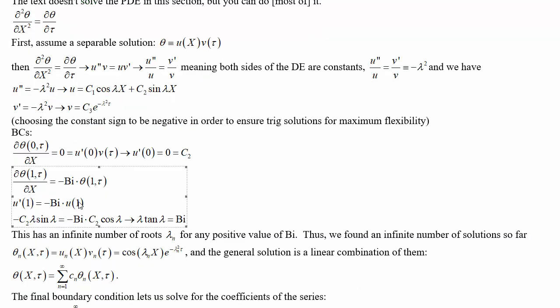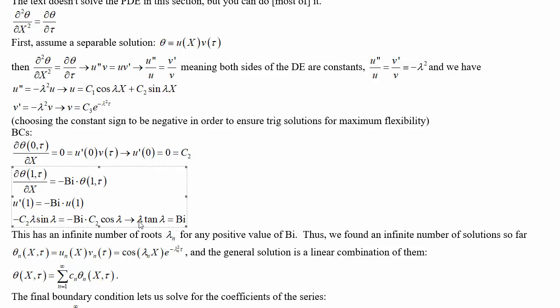Now this next condition gets a little bit hairy compared to what would have happened in a second-year differential equations course most of the time. After you substitute in del theta at 1 by del x is equal to negative Bi number times theta at 1, then we come up with negative lambda sine lambda equals negative Bi number times cos lambda, or in other words, lambda tan lambda is the Bi number. So this still has infinite roots, but they're not exactly evenly spaced, and it's not easy to write out a simple formula for what lambda is.